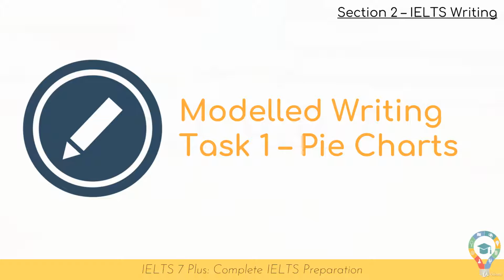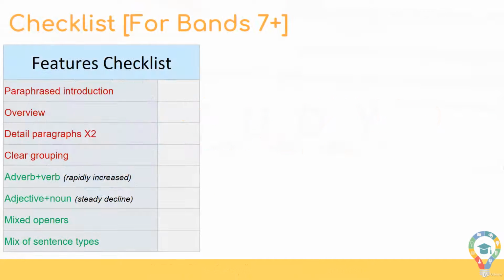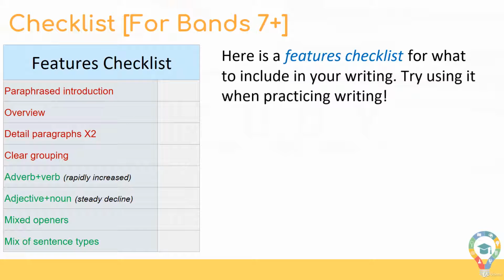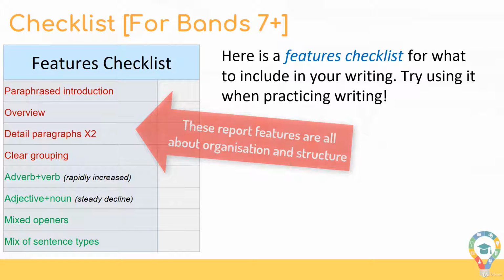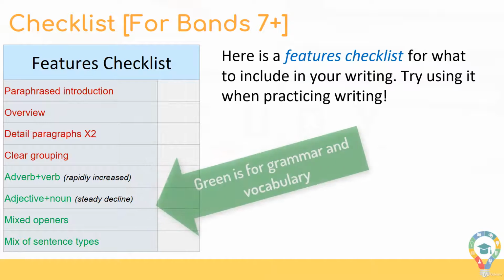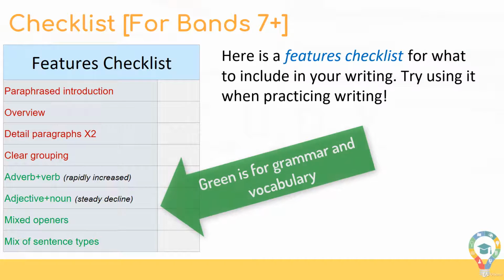Okay, before we move on to take a look at our question, let's take a look at a features checklist. This features checklist is an 8-point guide for some things that you must include in your IELTS Task 1 report. In red, we have features that cover the band descriptors of task achievement and cohesion and coherence. So the red features are all about answering the question and organising your report. In green, we have features that cover vocabulary and grammar.